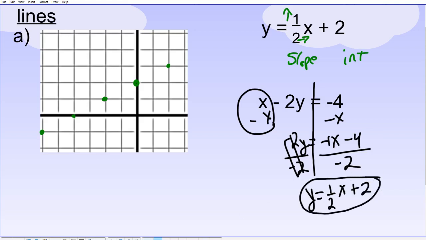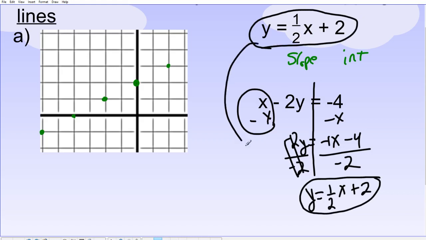Now, check out these equations. Check out the equation from part 1 here and the equation from part 2. What do you notice about them? Did you notice it's the exact same equation? Y equals 1/2 x plus 2. That's because it is. That's what it's going to look like for these equations that are overlapping.